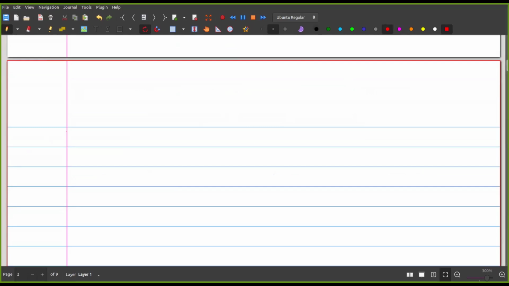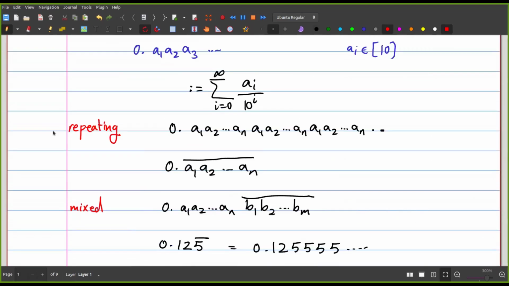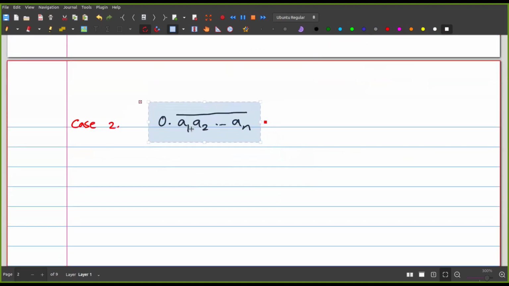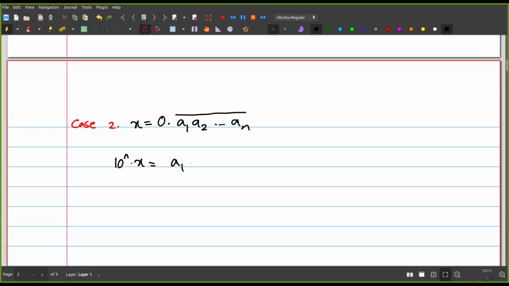Now, here's my second case. Let's say that I have a repeating pattern. So let's say I have this one. So this is my x. Okay, what is x times 10 to the power of n? So if I take 10 to the power of n times x, it's just going to have a representation that is like this, a1, a2 to an, and then I have the decimal point, and then I have a1, a2 to an, and this is going to repeat forever, right?